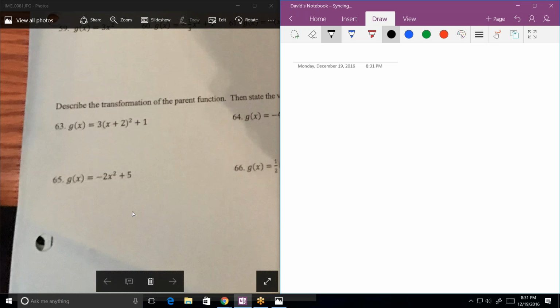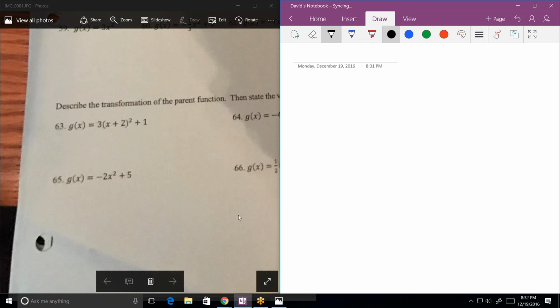We've got a reflection over the x-axis, and then what's the 2 do? Here you have to use the word vertical or horizontal. You cannot get away without using the word. No, so it would be a vertical stretch. Good. What's the +5? Vertical, so vertical stretch.